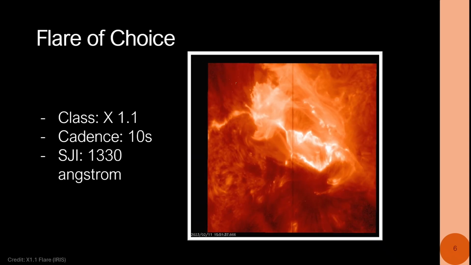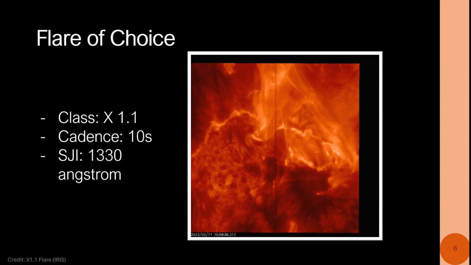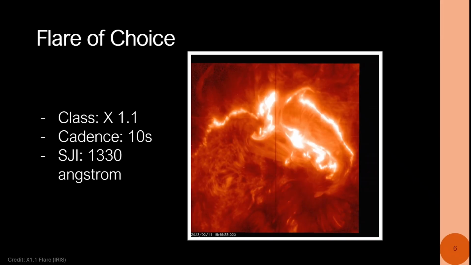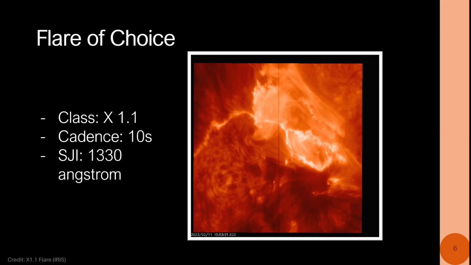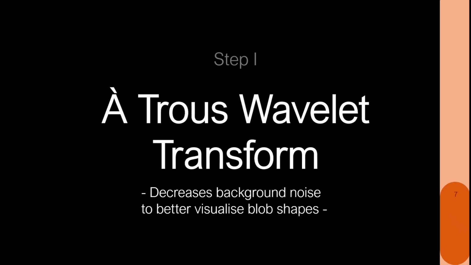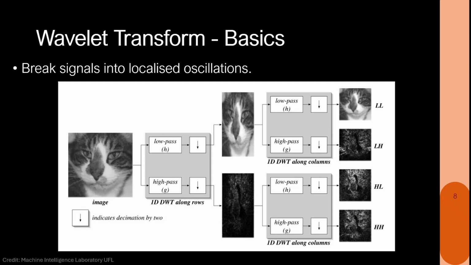So within a solar ribbon, there are lots of small-scale structures, and it's how these structures change over time that I will be tracking. I will be referring to these as blobs. So step number one is an à trous wavelet transform. A wavelet transform breaks down a signal into localized oscillations. It works similarly to a Fourier transform, which breaks down a signal into frequency.